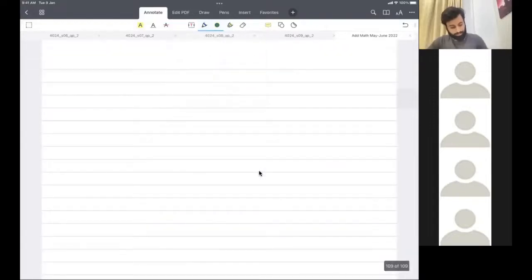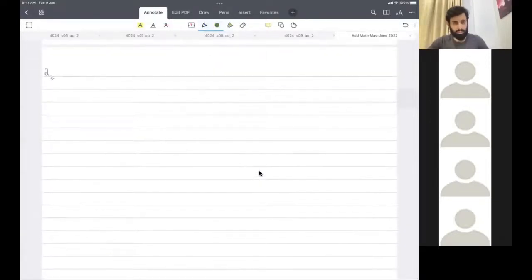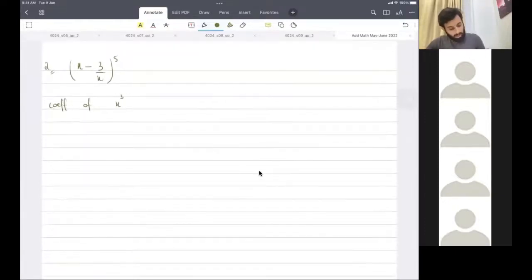Now let's say the question is x minus 3 upon x to the power 5, and your job is to find the coefficient of x cube. Okay, what you have to do is find the coefficient of x cube. Let's see how we will find it. First let me check that the coefficient of x cube is possible. Yes, it is possible.